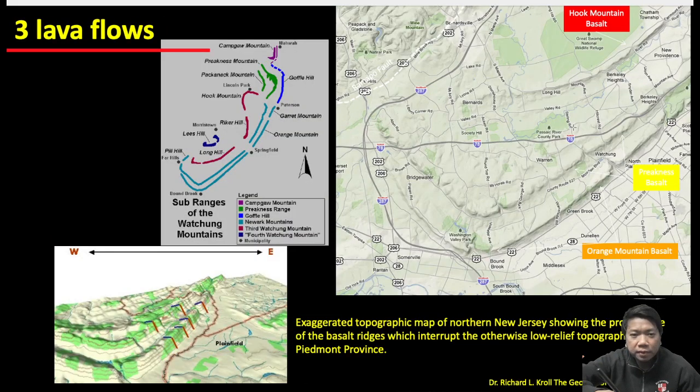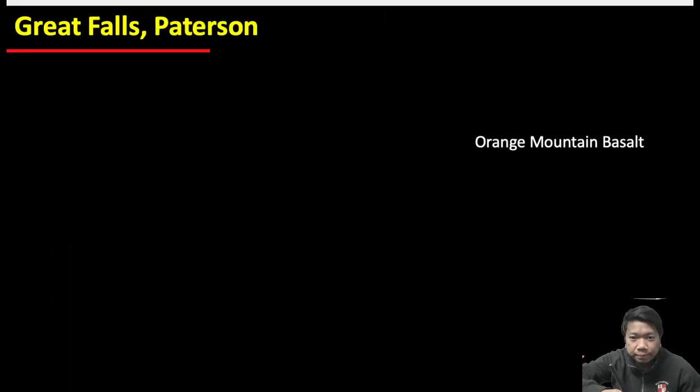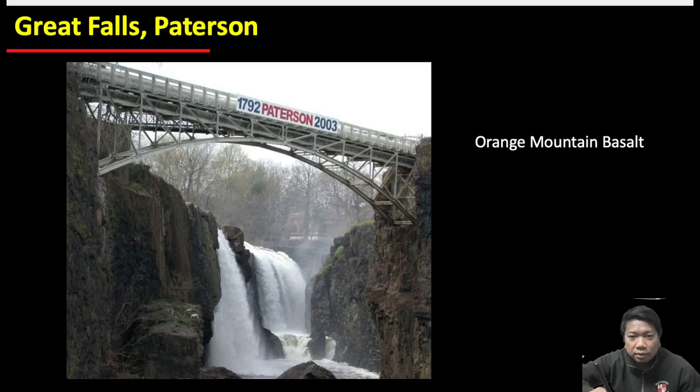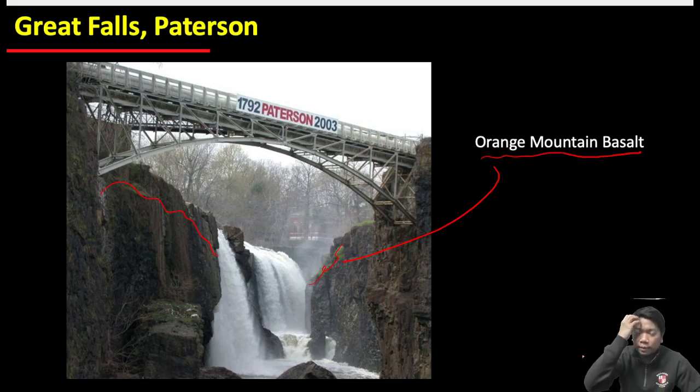Okay. And there are three different lava flows that we have in New Jersey that are represented by these different colors right here. All right, and one of them is the Orange Mountain Basalt in Paterson. So these are the rocks that underlie the Great Falls in Paterson. They are all part of the basalt flow that we have in the Newark Rift Basin.